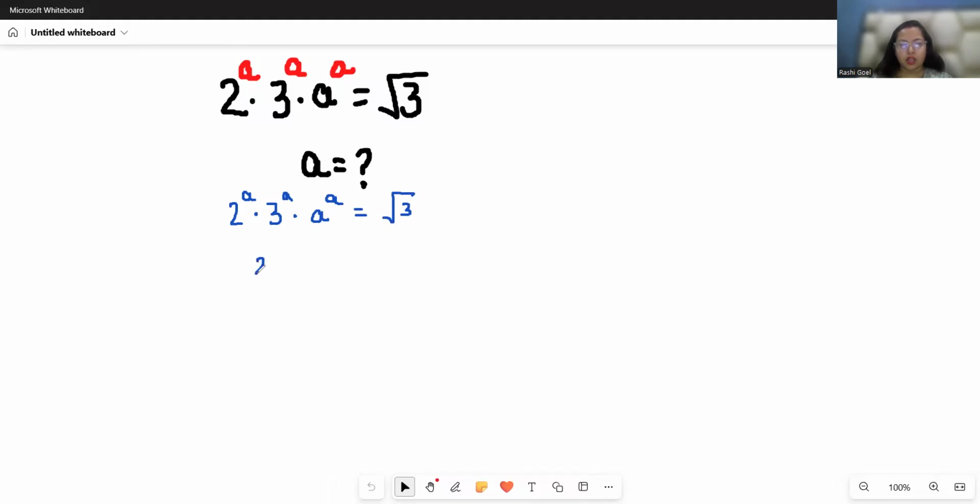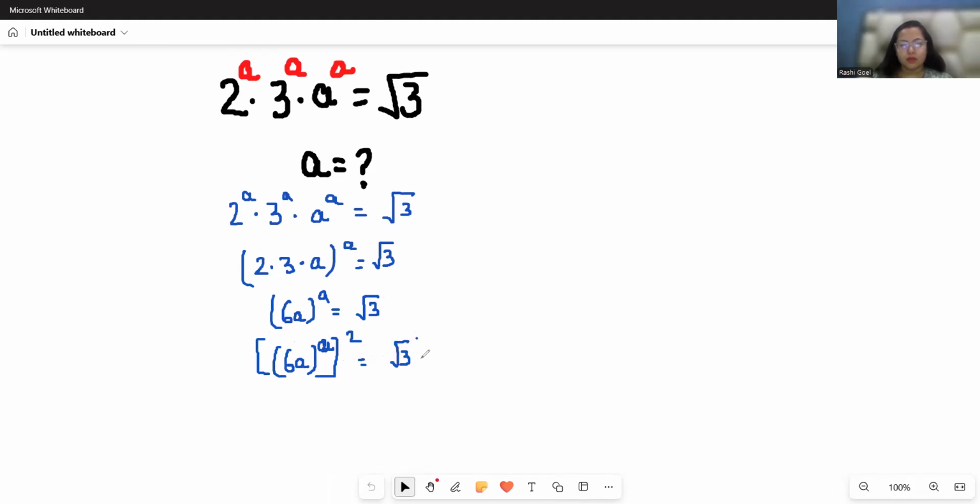So we can write this as 2 times 3 times a whole power a equal root 3. So this becomes 6a power a equal root 3. This, if I'll take square on both sides, so this becomes 6a power 2a equal root 3 square is 3.